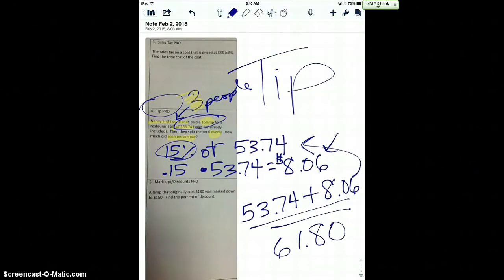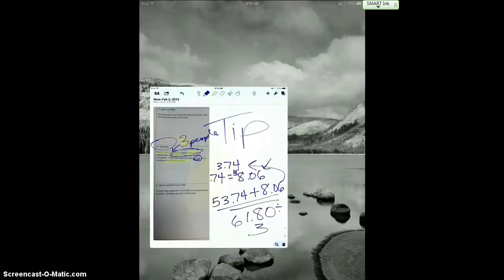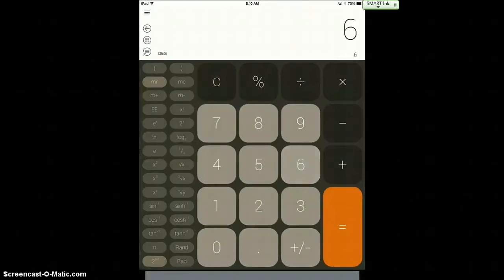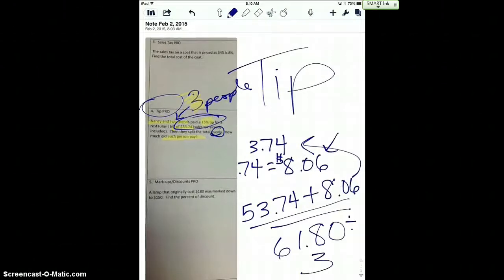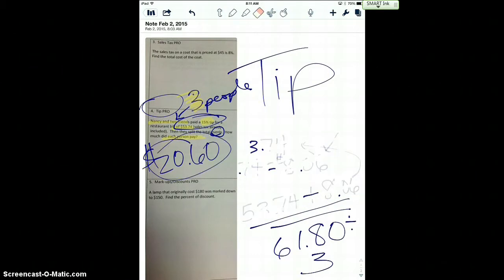$61.80. So is that going to be my final answer here? No, because the question's asking me how much did each person pay? So what am I going to have to do with $61.80? I'm going to have to divide it evenly amongst the 3 people. So 61.80 divided by the 3 people who went to dinner. And how much is that in money? $20.60 for each person. Okay?